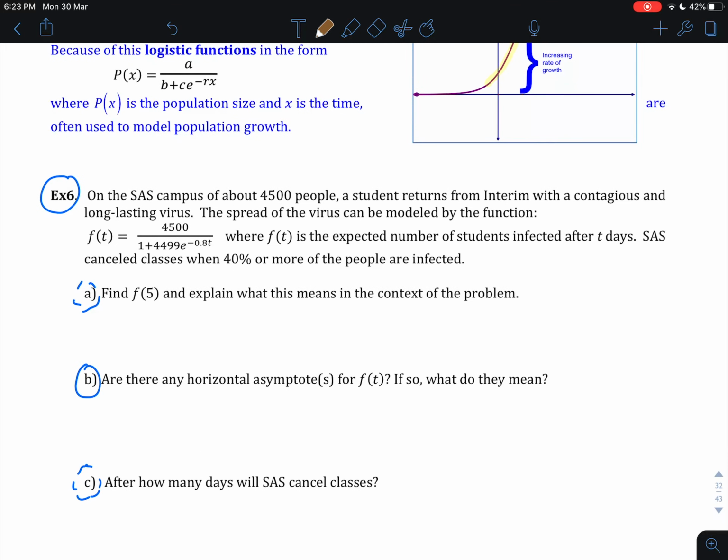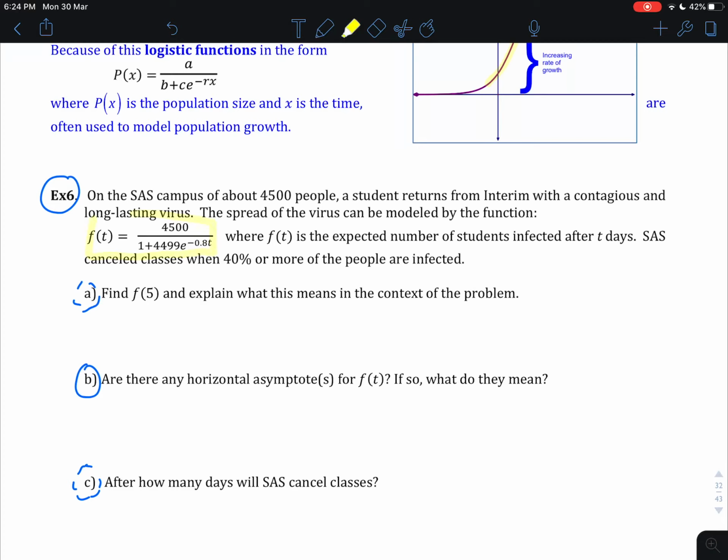Okay, and so the functions. Well, let's just go straight in and look at example 6. And again, what I've got is a couple of the sections where I'm just going to really talk you through the initial setup. And so I'll just read through this quickly. On the SAS campus, we've got approximately 4,500 people. Student returns from interim with a contagious virus.